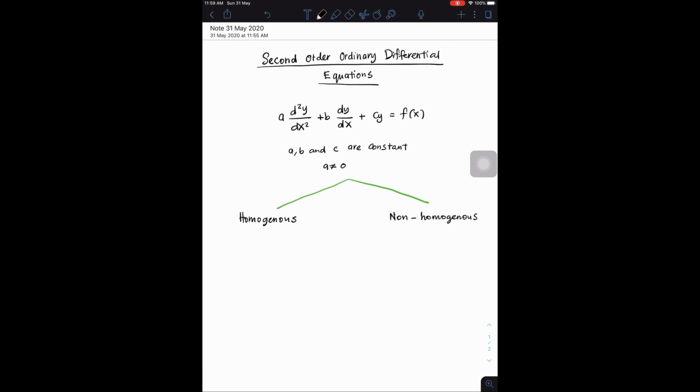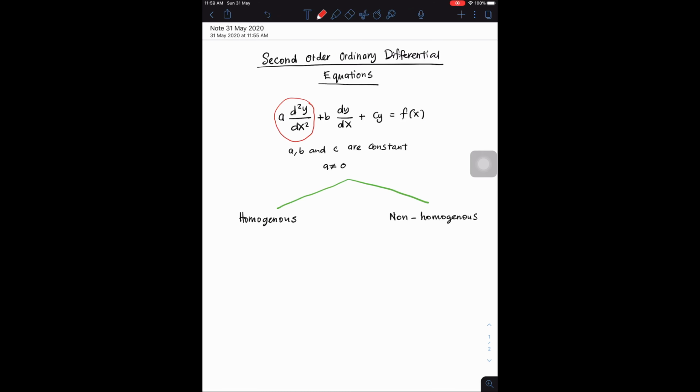So before this, we have learned our chapter 2, which is second order ordinary differential equations. So here we do some quick revision. Our second order ordinary differential equation can be written in general form as a d²y/dx² plus b dy/dx plus cy equal to f(x), where a, b and c are constants and a is not equal to 0. Because if a is equal to 0, then the term here will disappear.